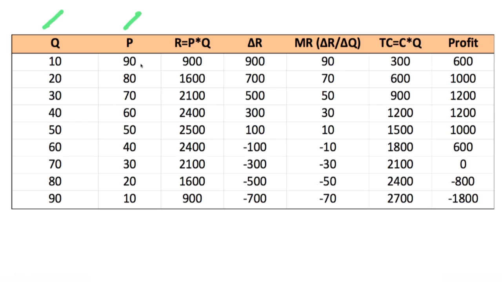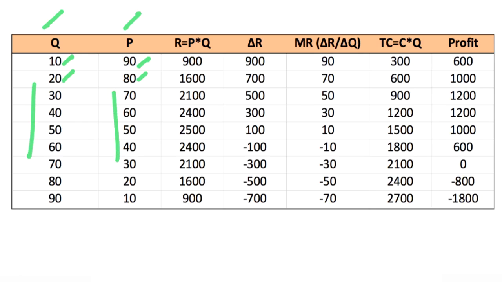When the price is 90, people wish to buy 10 units. When the price is 80, people wish to buy 20, and so on. So, this is your standard demand curve, which is a downward sloping demand curve. Price and quantity are inversely related, as you can see from these numbers.